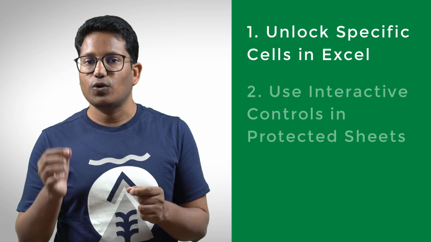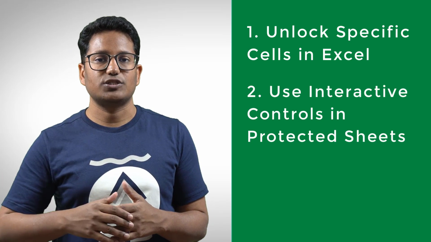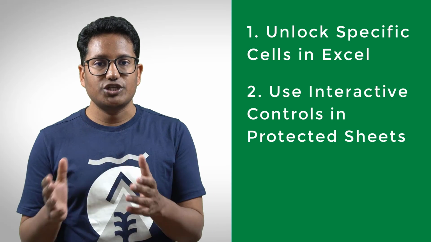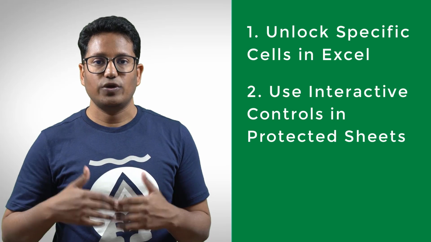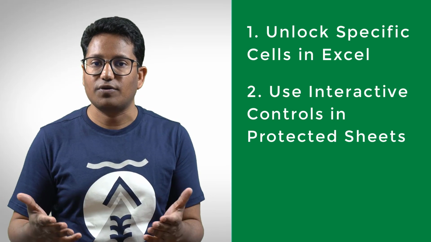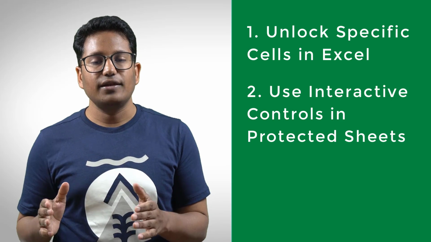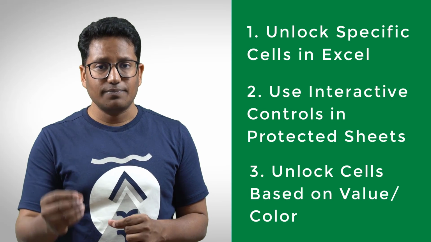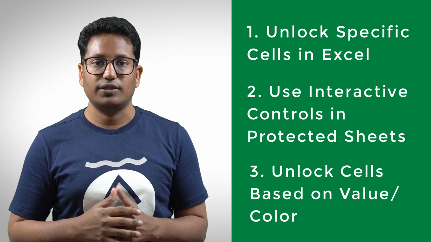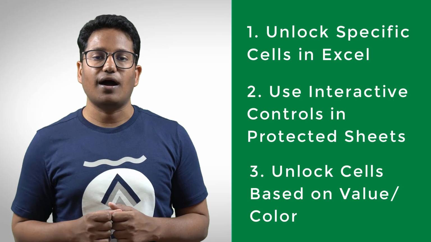I would also show you how to use controls such as a scroll bar or a drop-down list or a checkbox in a protected worksheet. So even when you have a dashboard or an interactive report, you can protect it while still having these controls work. And finally, I would show you how to select some cells based on the value in it or the color in it and make sure that these are unlocked while the entire worksheet is protected. So let's get started.